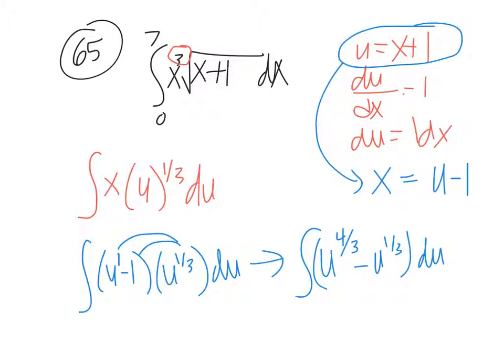I would like to go ahead and redo my bounds so that I don't have to worry about the 0 and the 7 in terms of the x. So remember that originally I was told that u equaled x plus 1. So if I plug in the bounds, which were 0 and 7, u is going to be 0 plus 1, so I have 1. And if I plug in 7, I get 8. So it looks like my new bounds are 1 and 8.